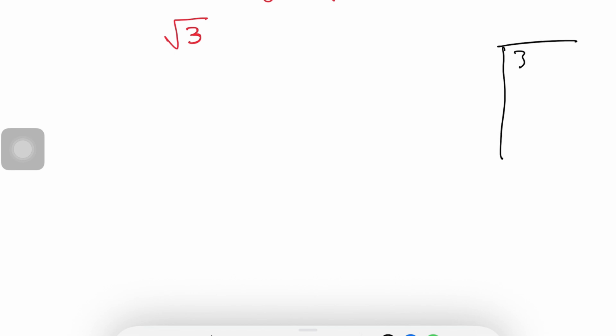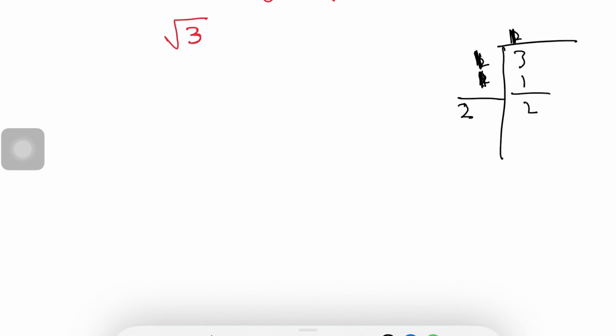So here we write the radical 3 according to the structure of the prime factorization method. Nearest to 3, which one is a perfect square? 2 is a perfect square. Sorry, 1 is a perfect square. Okay, 1 is the perfect square nearest to 3. 1 times 1, and 3 minus 1 is 2.